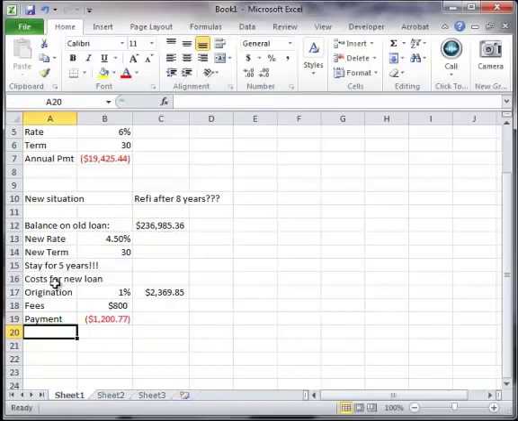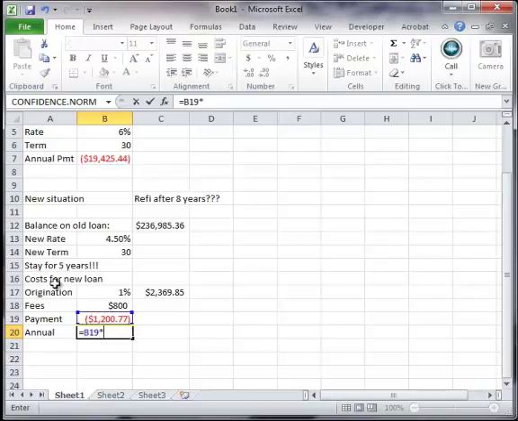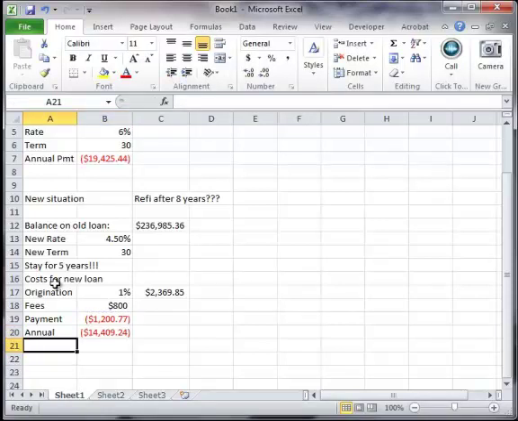And that new loan is going to be for the payoff of the old loan. So our new payment is going to be $1,200, and that annual payment will be the $1,200 times 12. We'll just say equals, point to that cell, multiply by 12, and we get 14,409, and that's how much we're going to pay per year with the new loan. So we're going to save somewhere around $5,000 a year between our old payment and our new payment.